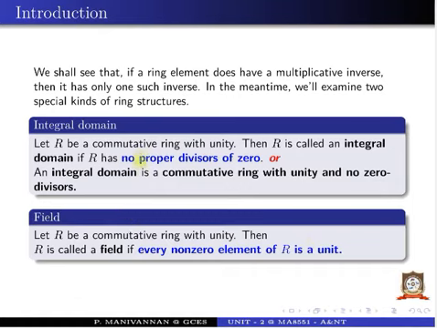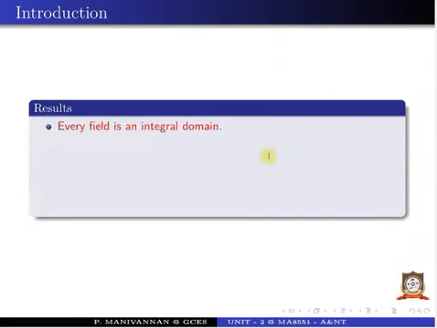Then the ring is called a field. But in an integral domain, the multiplicative inverse is not defined. Here the zero divisors are not allowed. Then what are the important results?